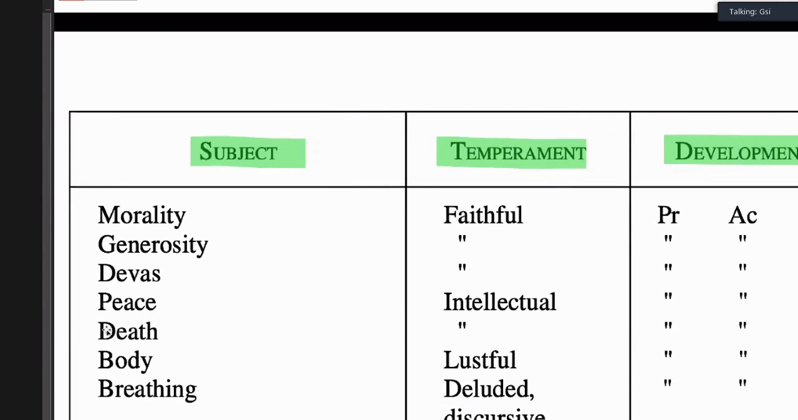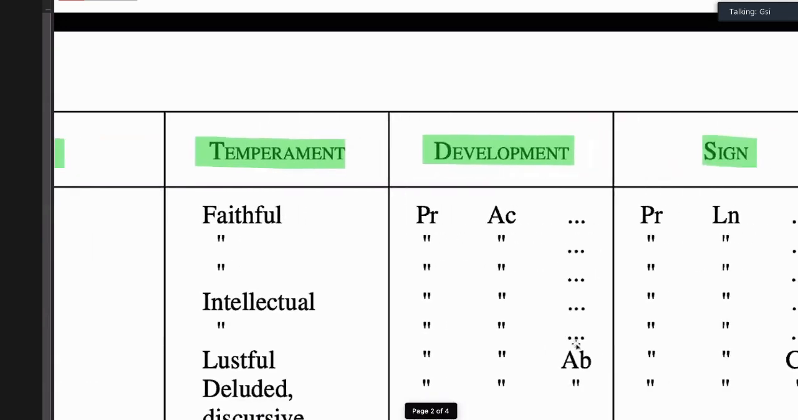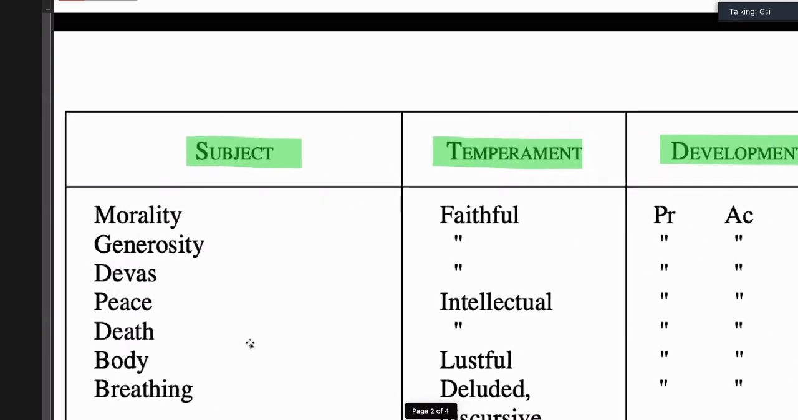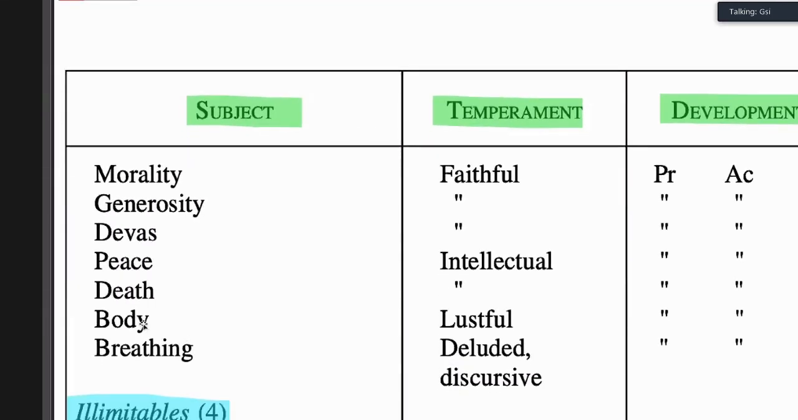Recollection on death, sometimes we do it in the sense that you recollect on death to bring about a sense of urgency. Again, you see they don't have absorption. They cannot go into absorption because it's a recollection. Recollection of the body here is different. This is the 32 parts of the body, which again you can find in the Satipatthana Sutta.